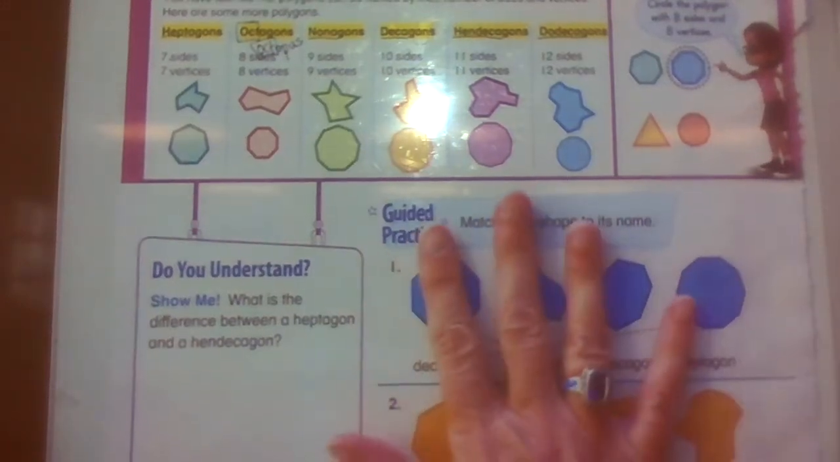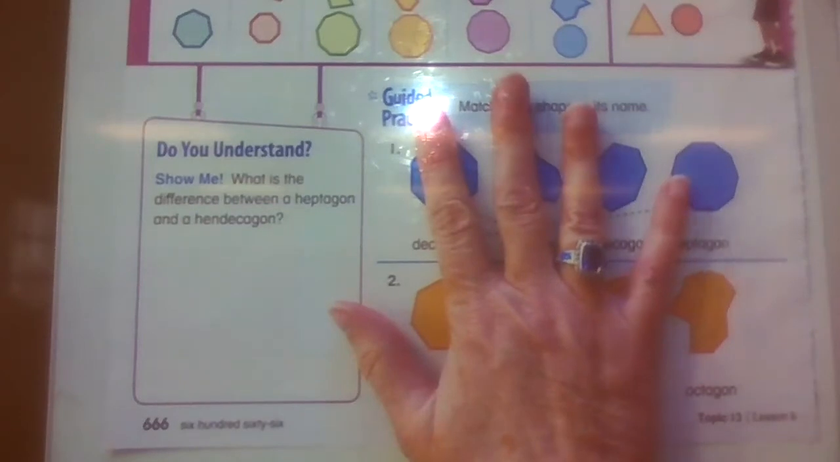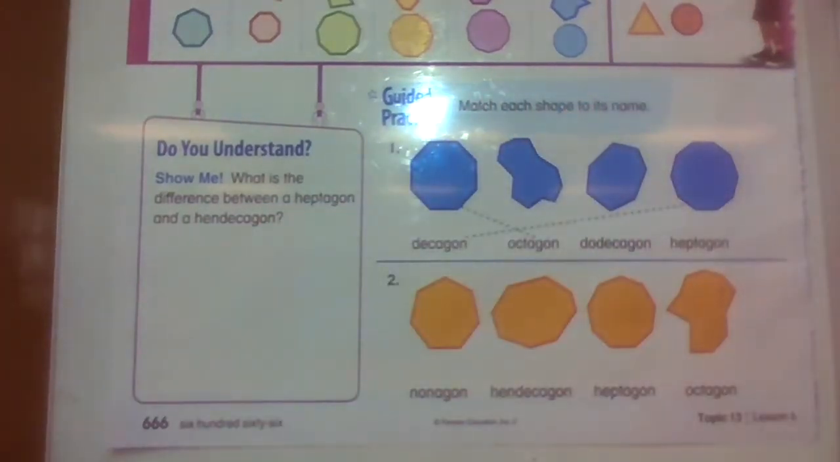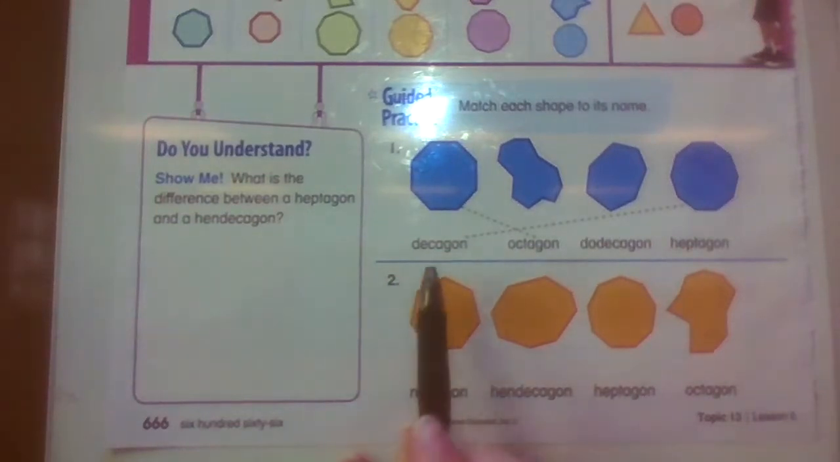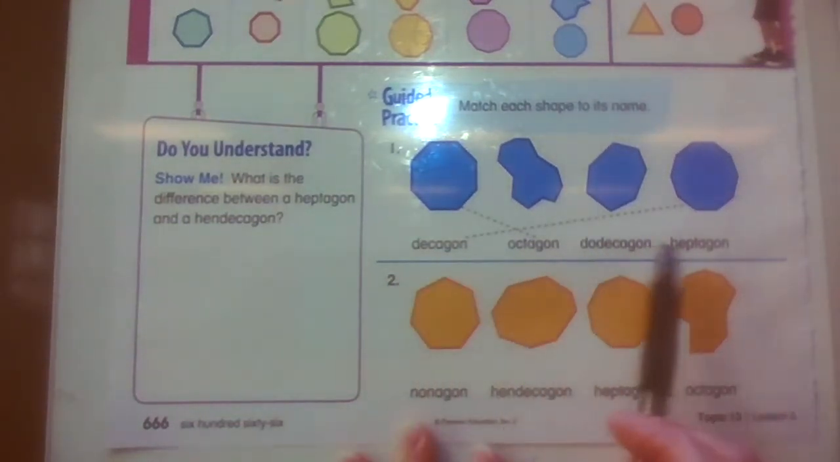And we're going to do this just like we did on the lesson yesterday. All right, the words are here at the bottom. The names, we're going to read them. And we're going to have to count the sides. Boys and girls, you can't just guess when you get into more numbers of sides and vertices. You have to count. All right, so let's read our words. Decagon, octagon, dodecagon, and heptagon.